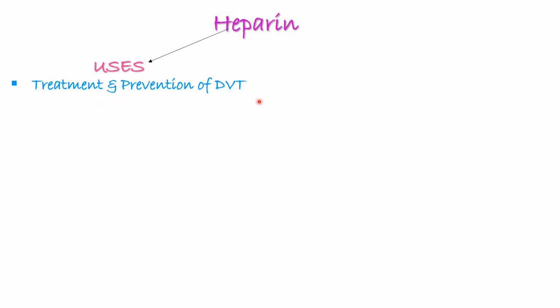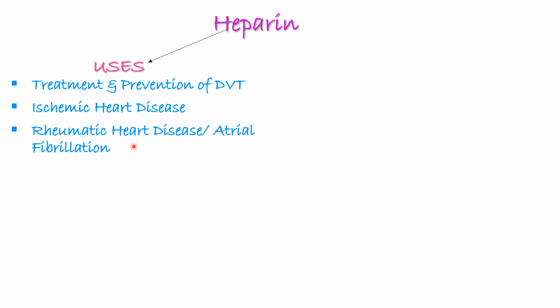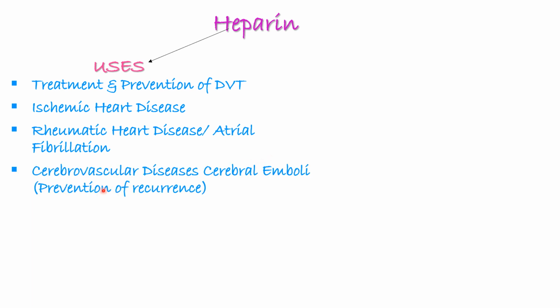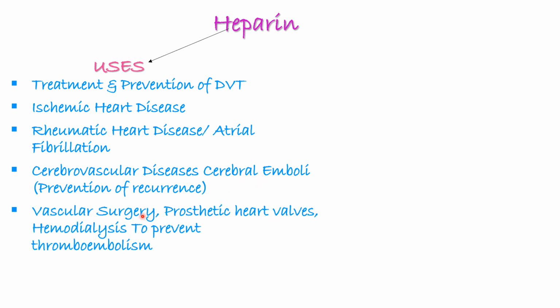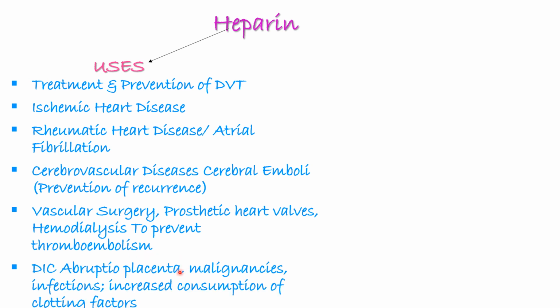So we're going to see the uses: treatment and prevention of DVT. DVT is where we have formation of blood clots in the deep veins. In ischemic heart disease, this is when you have atherosclerotic plaque, where platelets and hemostasis play a role. Then we have rheumatic heart disease or atrial fibrillation. We have cerebrovascular or cerebral emboli. Remember our emboli, it's also in addition to prevention of recurrence. And then in vascular surgery, this is just for prophylaxis, and in prosthetic heart valves and hemodialysis to prevent thromboembolism. And then when you have DIC, placenta abruption, malignancy, infection, and in a place where you have increased consumption of clotting factors.